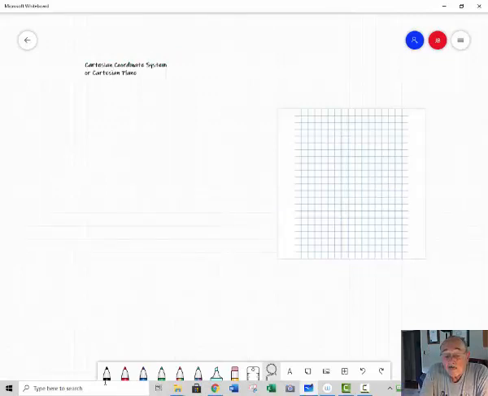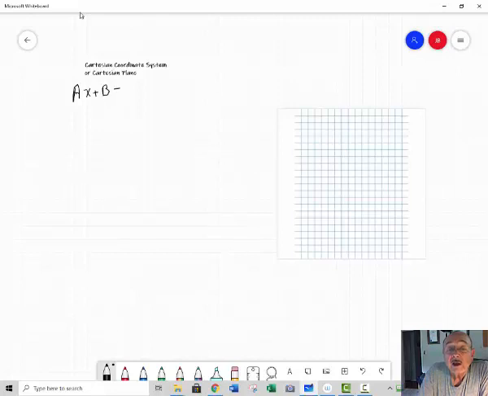Next on our list, we'll be looking at the equations of lines. Equations of lines in the Cartesian plane are going to be of this form, and they will always be of the form Ax plus By equals C.